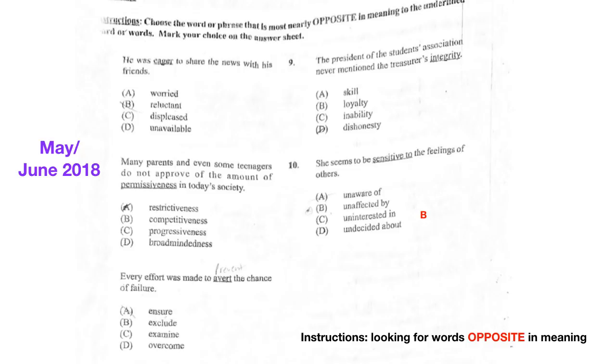Now let's go back. Sensitive tells me it's more than just being aware. So it can't just be aware. Aware sounds so soft. It must be more than aware. To me, it means affected. She seems to be showing some kind of feelings to it. So affected, that's what she's showing. So the opposite there would be unaffected. All right, so yes, I would say B is the answer there to number 10.